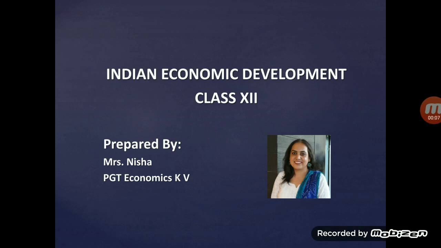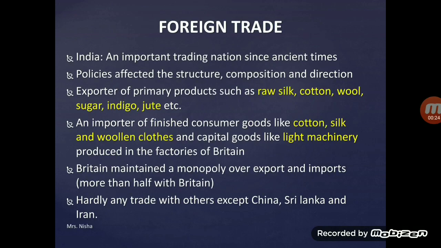We will continue with chapter 1, that is Indian economy on the eve of independence. And since we have already thrown light on the agriculture sector and industrial sector, today we shall proceed with the rest of the sectors of the economy. So first of all, I am going to talk about foreign trade during that time.